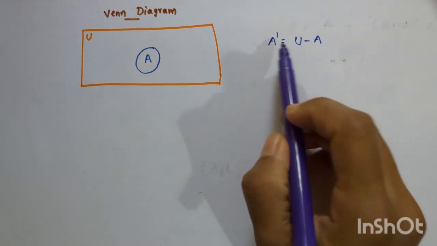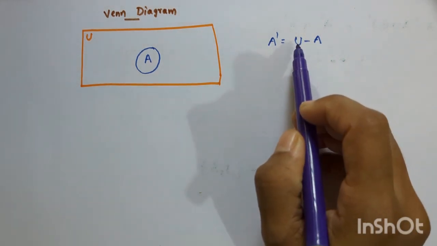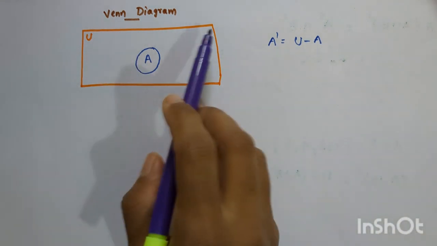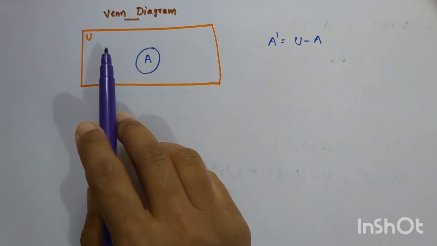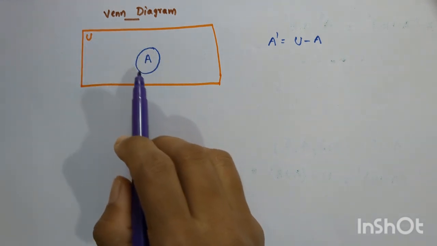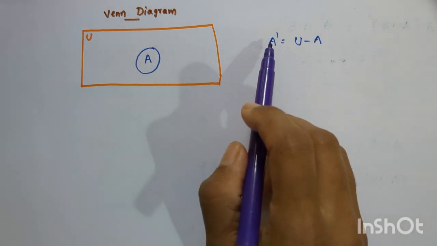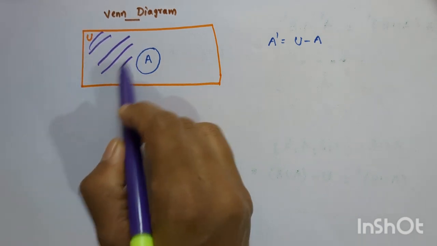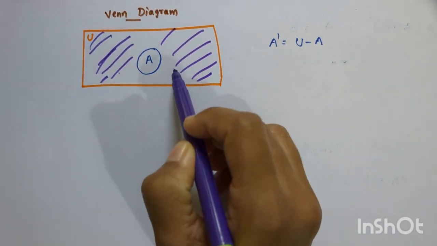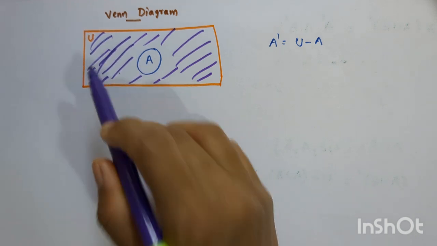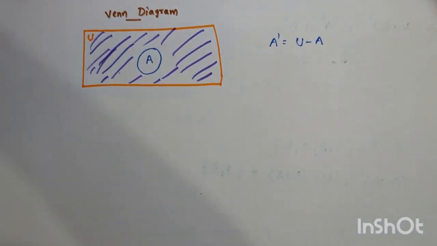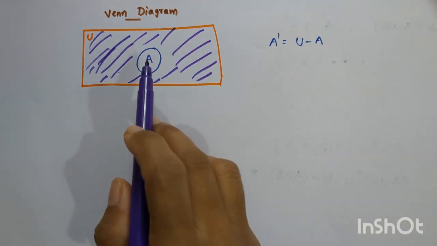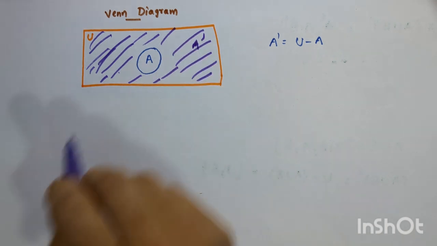Now, you see, the complement of a set A is the universal set U minus A. This A complement can be represented by a Venn diagram. This rectangle represents the universal set, and A is a subset of U, that is why it is here. When you talk about A complement, it is U minus A. So, except A, all other portions should be shaded. The shaded portion represents A complement.